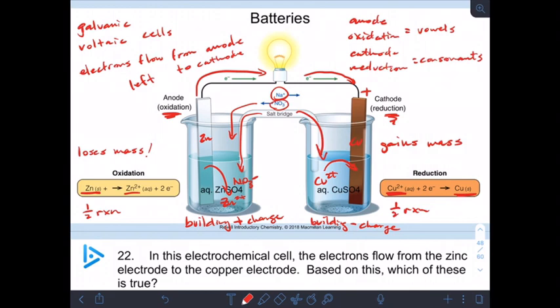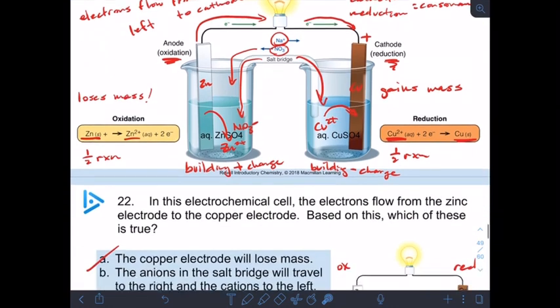Because on the left, if my zinc is becoming zinc plus, I've got more pluses in there. So in order to keep the balance, I need to add more minuses. That's where the nitrate ion comes in, that negatively charged nitrate ion. On the right, as I lose negative charge because my copper 2+ is going away, it's becoming copper solid, I'm getting more negative charge, so I need to add more positive in there with the sodium plus ions.